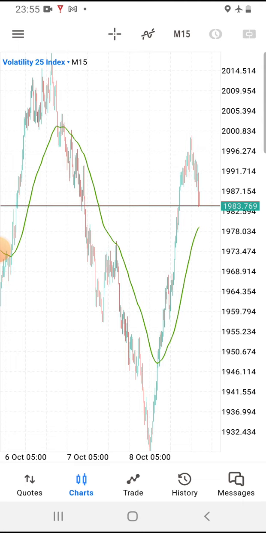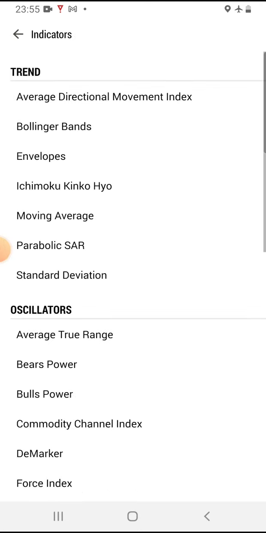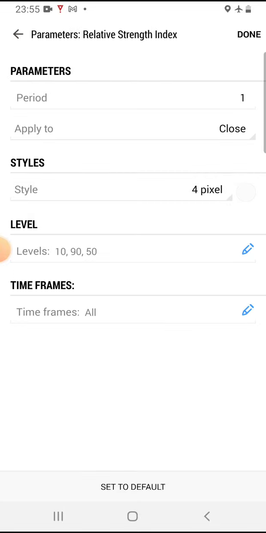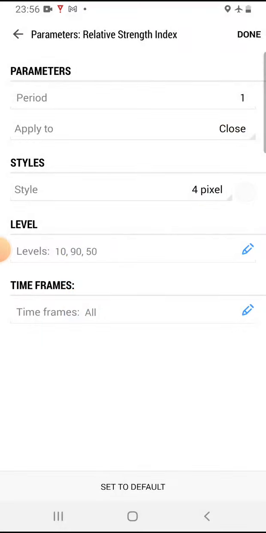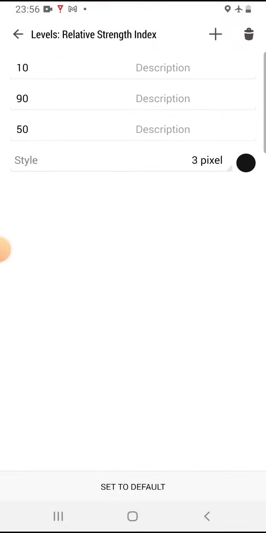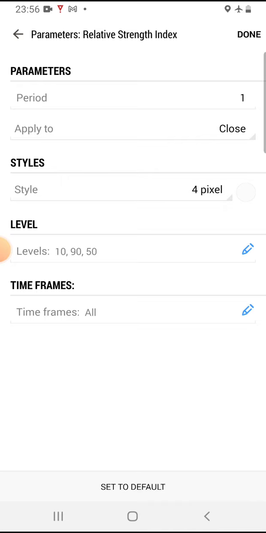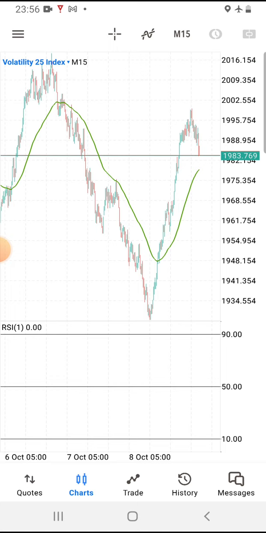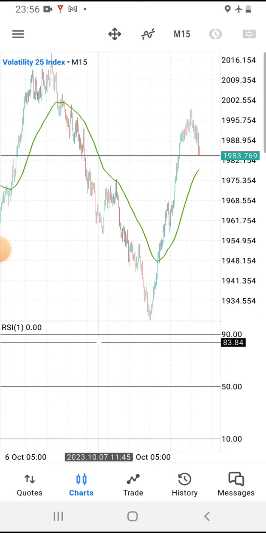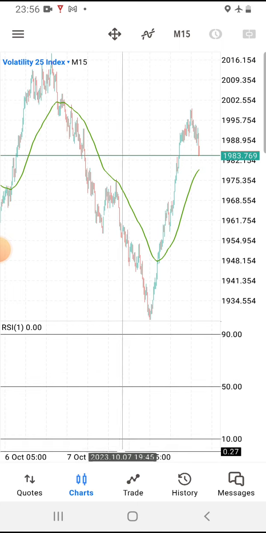That's our first indicator. The next indicator that I want to add is called the relative strength index, and this RSI is going to have the following parameters. We've got a period of 1, apply to close. On the color, please choose the color of your background. I have a white background, that's why you see that it's white right there. We're going to need some levels, level 10, level 90, and level 50. You can click on done, and you can see that we now have our RSI just showing us our levels, our level 90, our level 50, and our level 10.